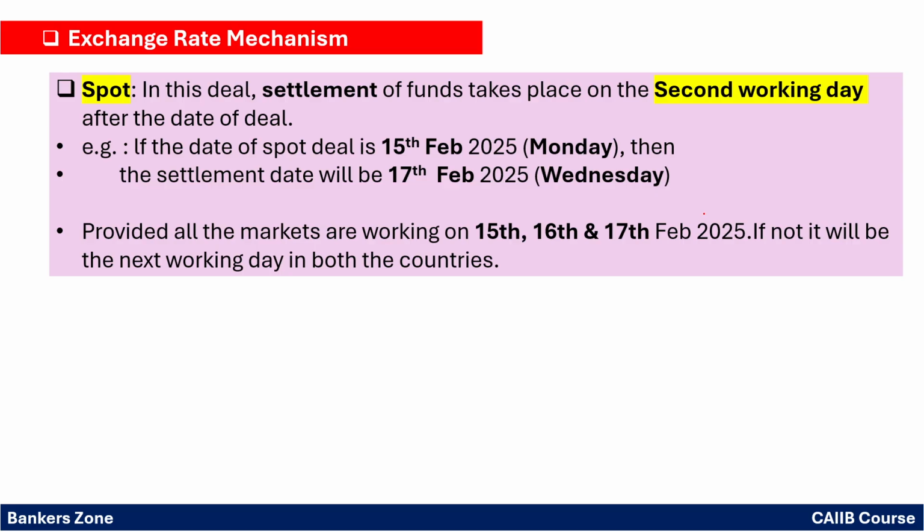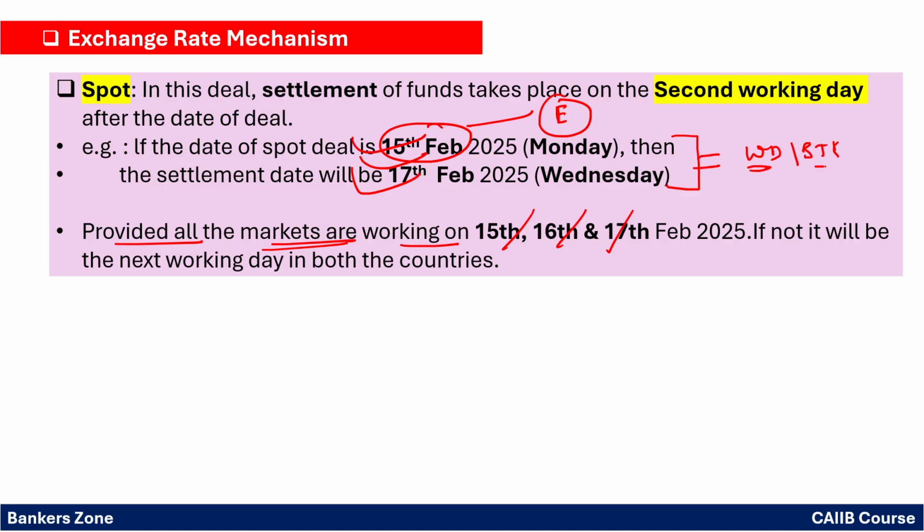However, it is very, very important to note that if there is a holiday, you have to count the next working day. Provided that all markets involved in the deal should work on 15th, 16th and 17th. Obviously, only if there is a working day in both countries are you able to enter into the contract, right? So 15th, 16th and 17th, all continuous, must be working days in both countries.